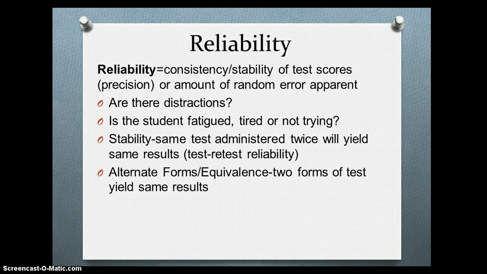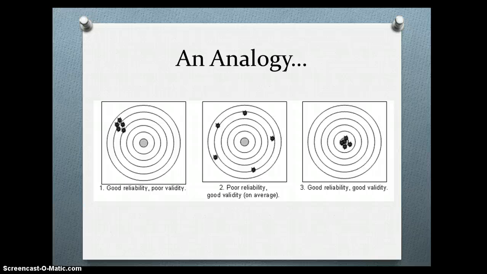So alternate forms or equivalence reliability is whether or not two forms of the test will yield the same results. So maybe a different ordering of questions or slightly different form or question type.